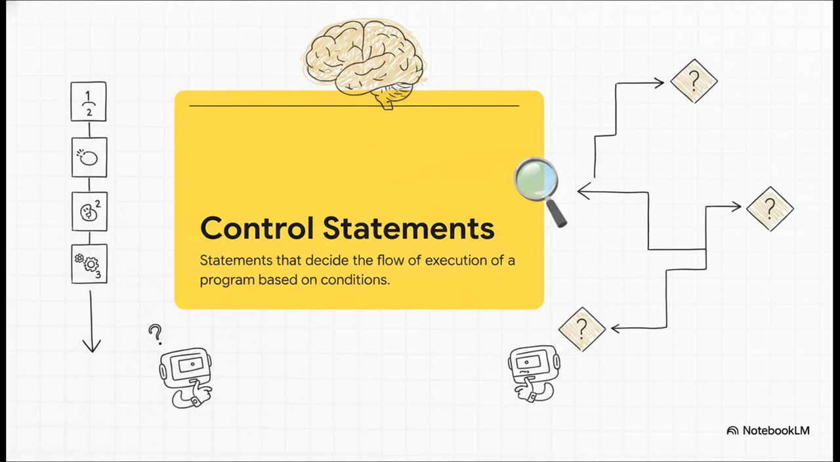You can really think of these as the absolute brain of your program, because without them, a computer reads code like a super stubborn recipe. It just does step 1, then step 2, then step 3, no matter what happens in the kitchen. Control statements free your code from that rigid execution. They allow the program to dynamically decide its flow based on specific conditions that you set up.